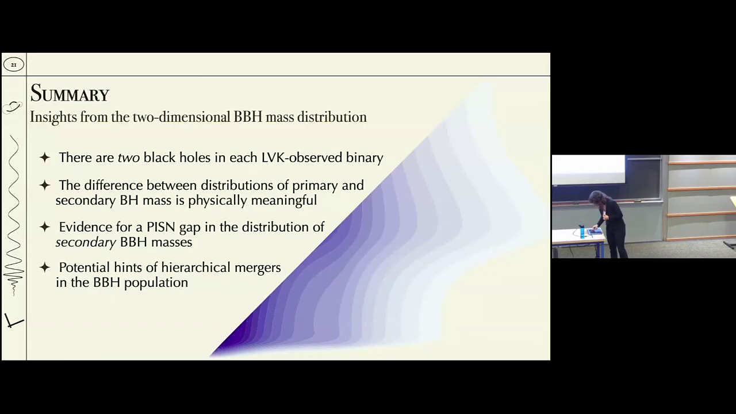Fulya Karola, Northwestern. Very interesting talk. You showed the primary spin peak 0.7, and you also showed they are mostly unequal mass ratios, if I understood correctly. What are the typical masses of these black holes?